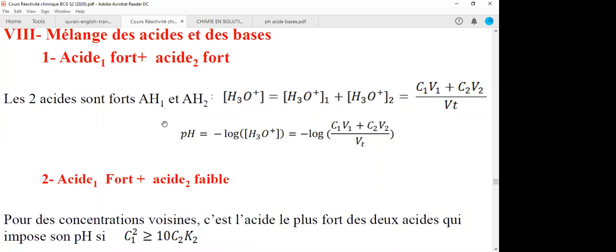So pH, since this one is a strong acid, pH is equal to negative log of the concentration of H2SO plus. The concentration of H2SO plus is given by the number of moles from acid 1 plus the number of moles from acid 2, everything divided by the total volume. Is it clear here?